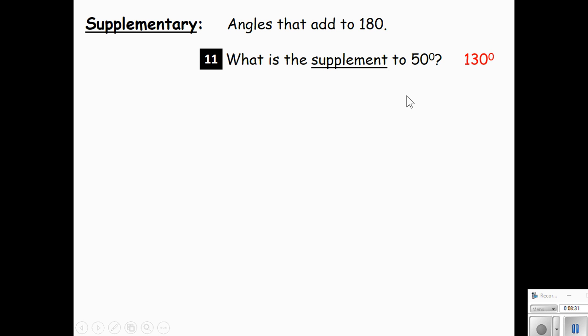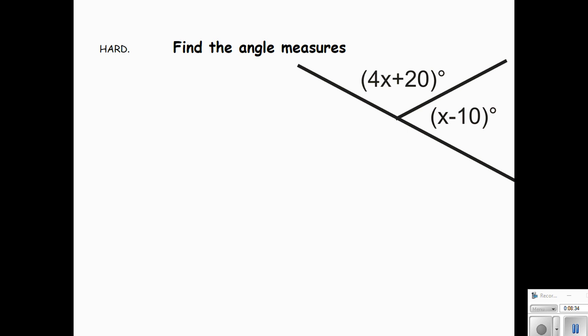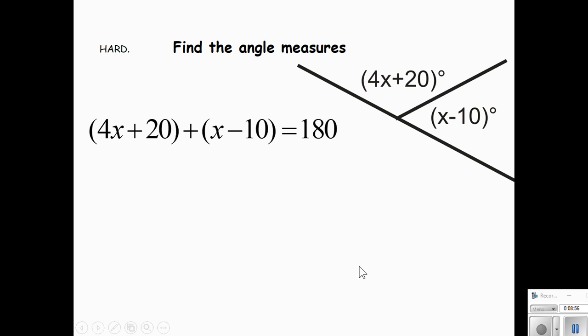Now, those are the easier problems. The harder problems might look something like this. Here again, we have two angles, the 4x plus 20 and the x minus 10, and those two angles add to 180. I know this because they're making a straight line. So I'm literally going to write this one and that one add to 180. One plus the other equals 180. And that's how we create the equation that we'll use to solve this problem. The first angle, 4x plus 20, plus the second angle, x minus 10, is equal to 180.